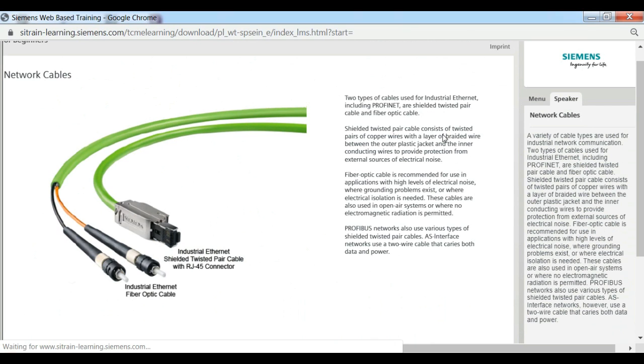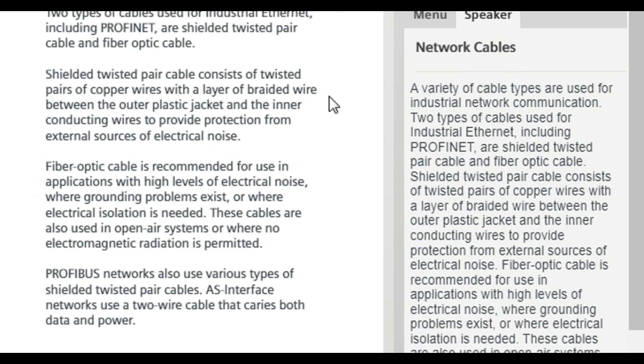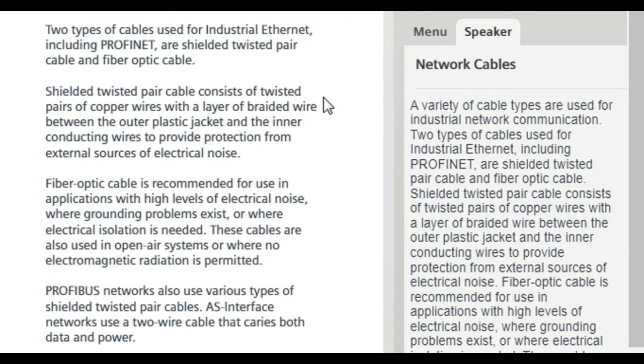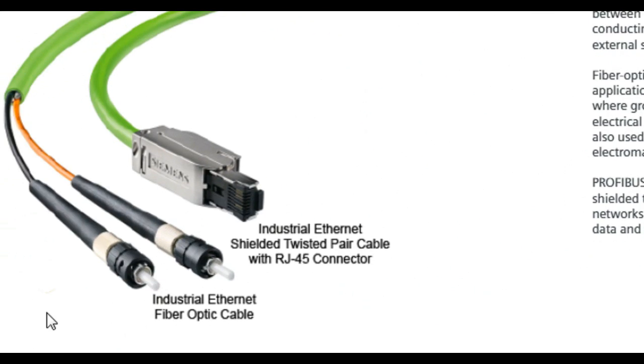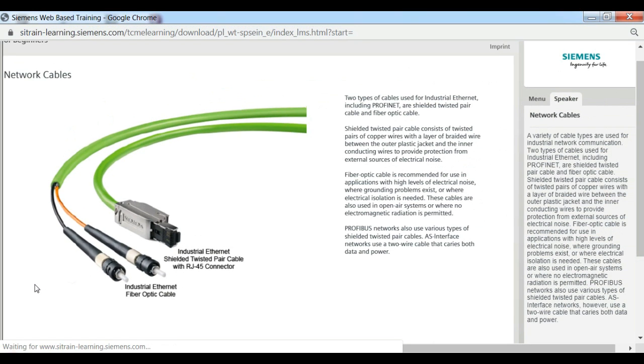A variety of cable types are used for industrial network communication. Two types of cables used for industrial Ethernet, including PROFINET, are shielded twisted pair cable and fiber optic cable. Shielded twisted pair cable consists of twisted pairs of copper wires with a layer of braided wire between the outer plastic jacket and the inner conducting wires to provide protection from external sources of electrical noise.